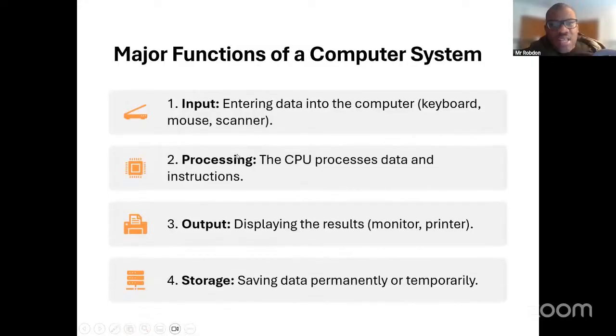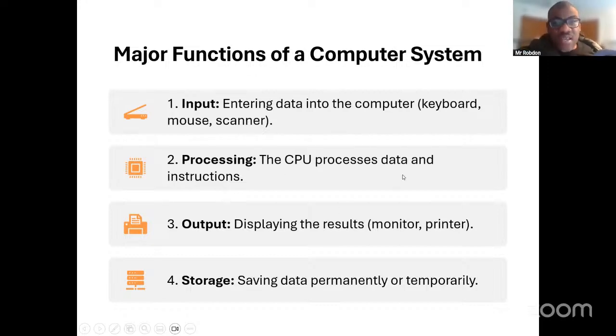I said let's go quickly into the main functions of the general purpose computer. These are the core ones. It needs to be able to input. Input means to enter data into the computer. This is done by a keyboard, a mouse, a scanner, a joystick. It might be a digital camera that is used to snap pictures. So all of that makes it input.